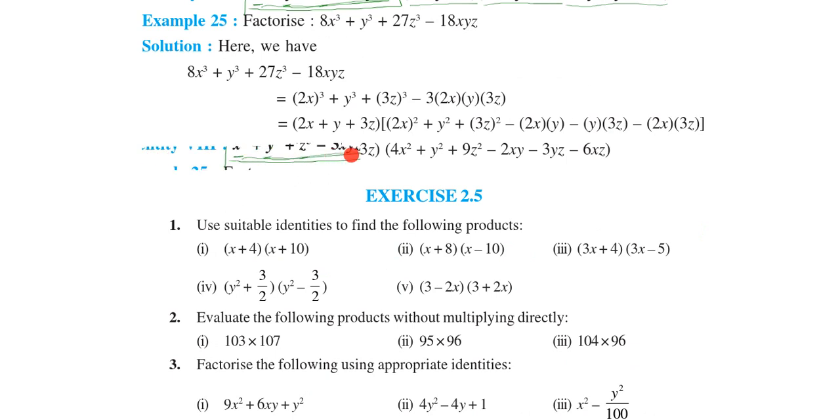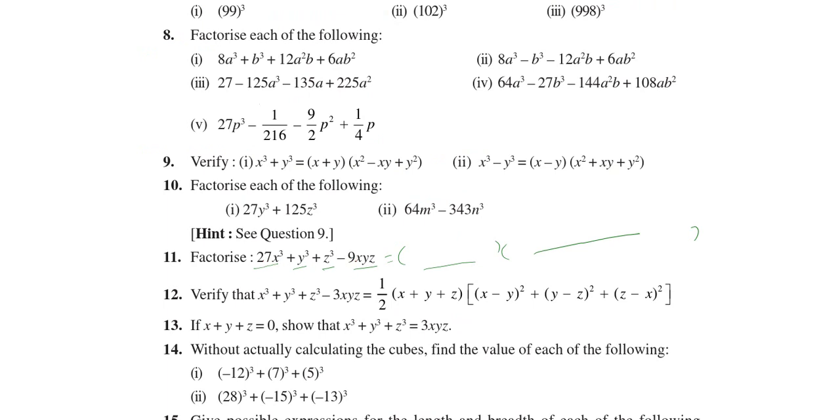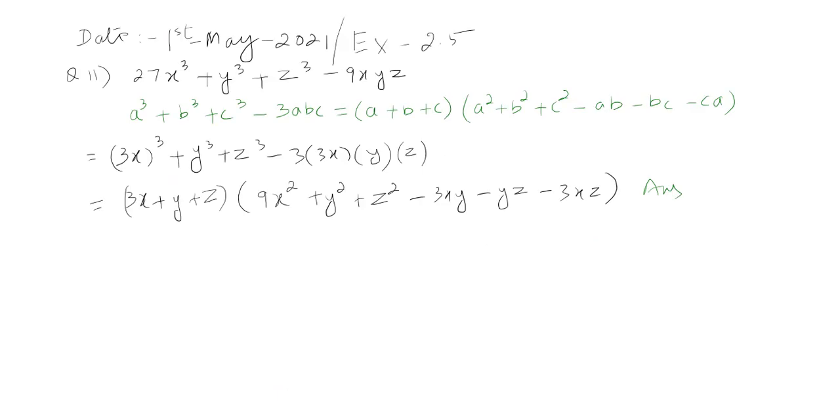z cube minus 3xyz. Then the two factors will be x plus y plus z, and x square plus y square plus z square minus xy minus yz and minus zx. So we are going to use this same identity for this question. I'll show you how it is done.